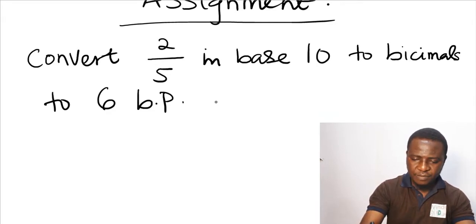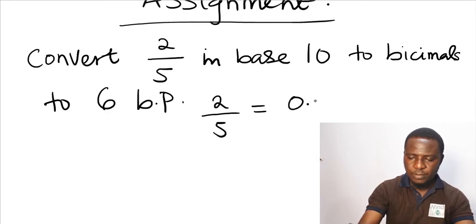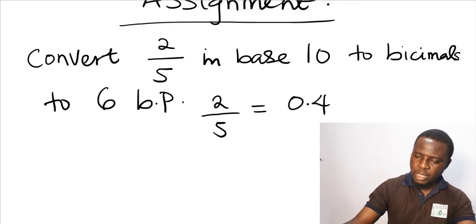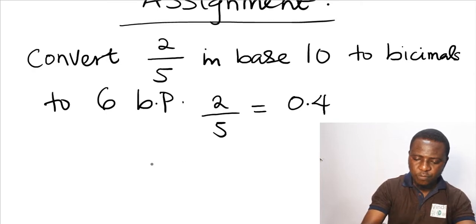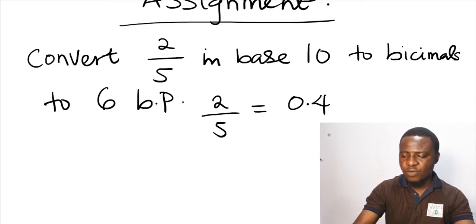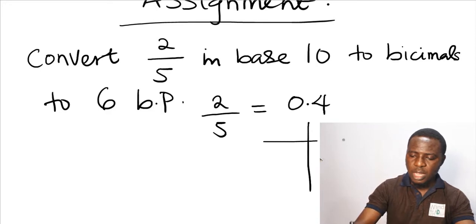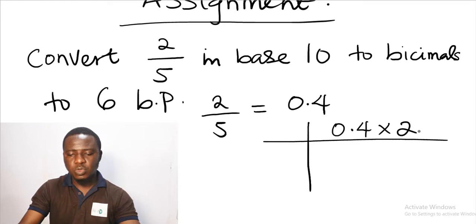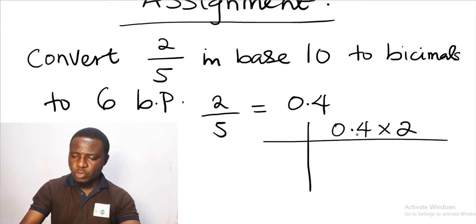So 2/5 is equal to 0.4 in decimal. Thereafter we have to convert 0.4 to its equivalent in base 2. And how do we do that? By using repeated multiplication. That is 0.4 to decimals, which is in base 2, and we are asked to do that to at least 6 decimal places. So 0.4 times 2 is 0.8.